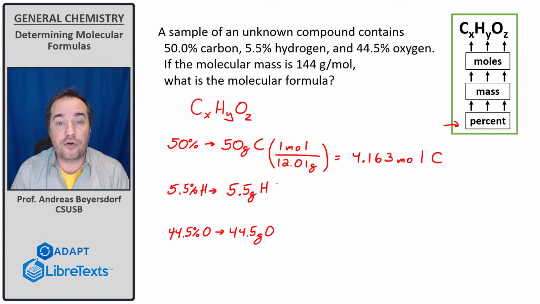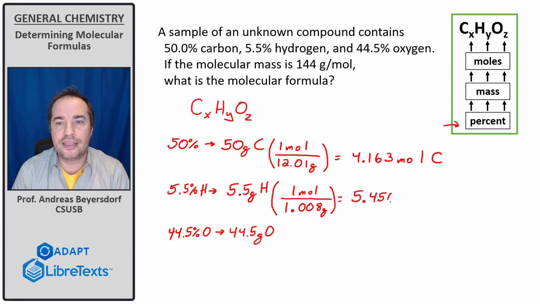We have 5.5 grams hydrogen. The molar mass for hydrogen is 1.008. And that's going to get us 5.456 moles hydrogen.